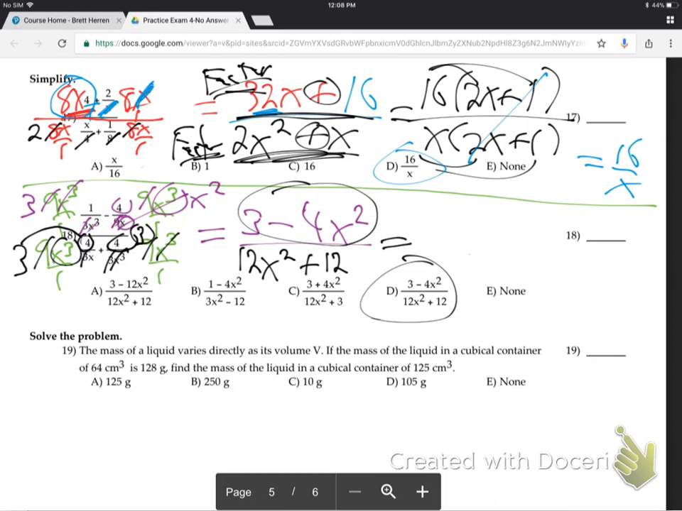It would be just 12 parentheses x squared. That is true, but we won't even bother to write it, because it doesn't make anything cancel. The purpose of factoring is reduction, and if it doesn't reduce, we don't even show the factoring. So we just leave it just like this.